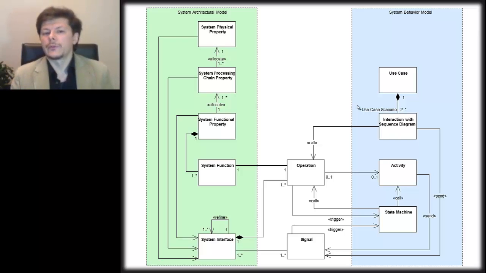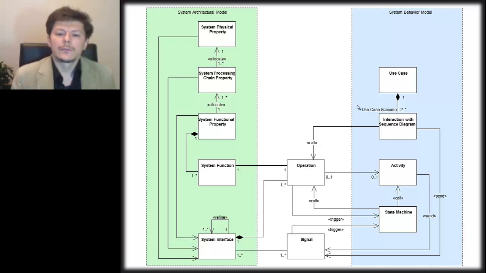We are at the end of the presentation, and the last slide shows you the meta model of our methodology. Here you see all the topics, all the element types we've discussed, starting with the use cases, use case scenarios represented by interactions with system sequence diagrams, activities, state machines, system interfaces, system functions, system functional properties, system processing chain properties, and system physical properties.